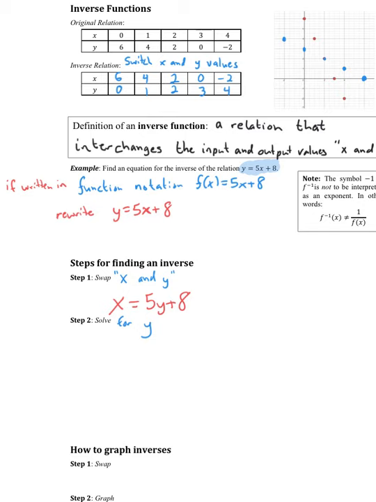So for this problem, for example, x equals 5y plus 8, we can go ahead and subtract 8 from both sides. So x minus 8 equals 5y. And then divide both sides by 5. And we're going to get x minus 8 over 5 equals y.